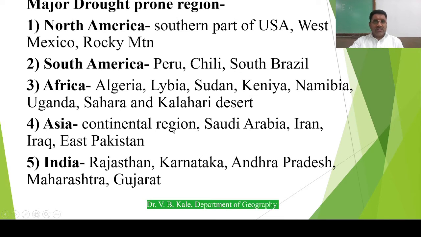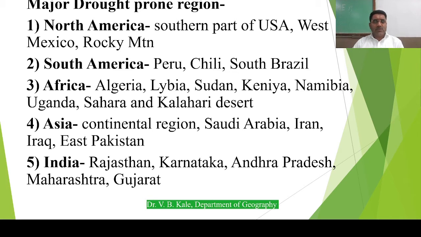In the Asia continental region: Saudi Arabia, Iran, Iraq, East Pakistan. If we focus on the deserts of Asia, most of the Middle East countries are deserts, and that's why the continental region, meaning the middle region, has drought prone areas. Particularly the biggest country in the Middle East, that is Saudi Arabia, along with Iran, Iraq, and East Pakistan, face the problem of drought. In India, as I have already stated, Rajasthan is the desert, which is the third desert. Karnataka, Andhra Pradesh, Maharashtra, and Gujarat are also facing the problem of drought prone areas.